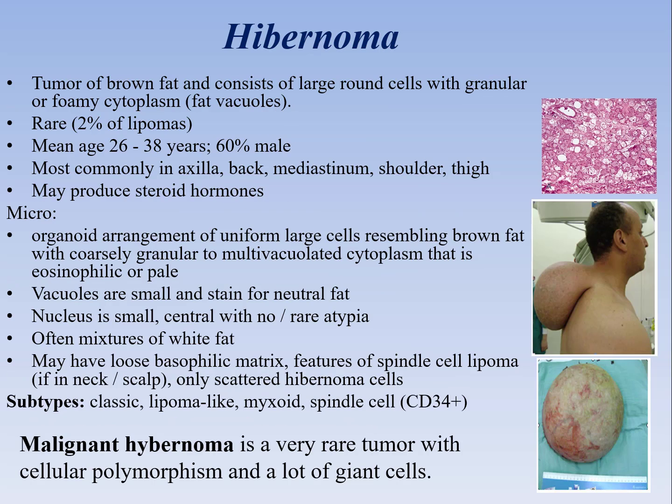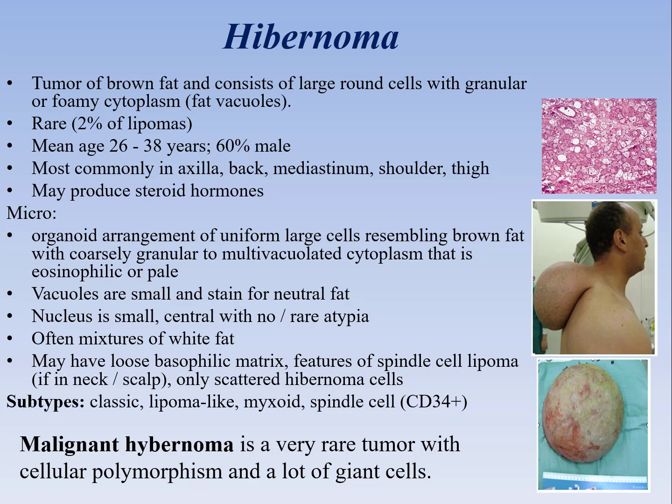Hibernoma. It's a tumor from the brown fat. As you know, it's embryonic tissue which is normally present in the buttocks and at the cheeks of a newborn. The fat cells, or adipocytes, of the brown fat contain pinkish granules, and if the tumor grows from these granular cells, we talk about the hibernoma. It's a rare tumor, just 2% of all lipomas.